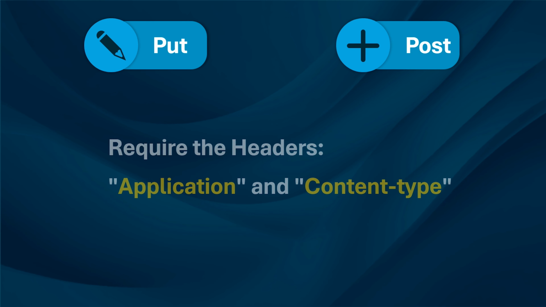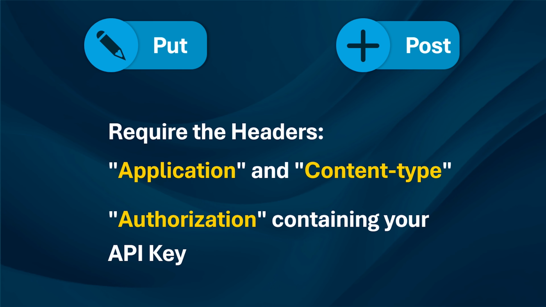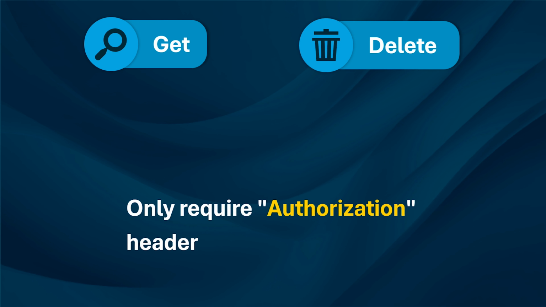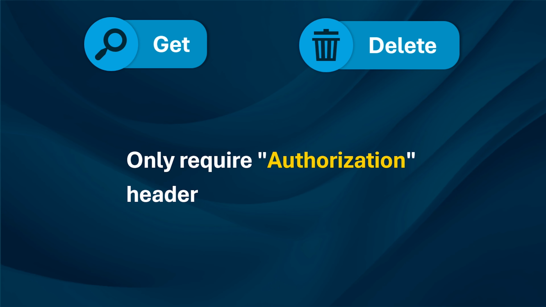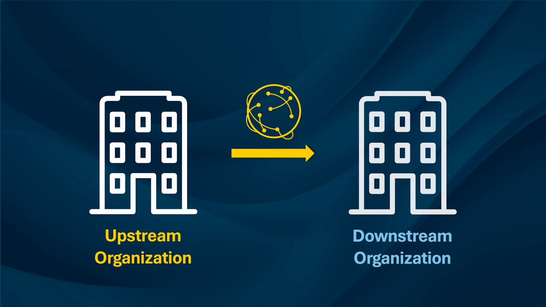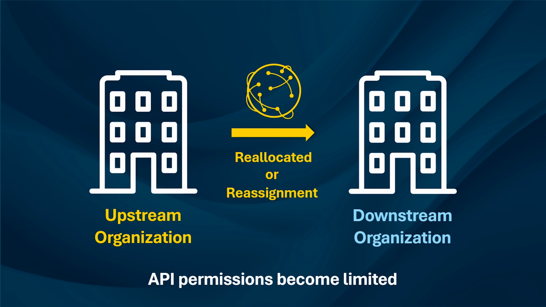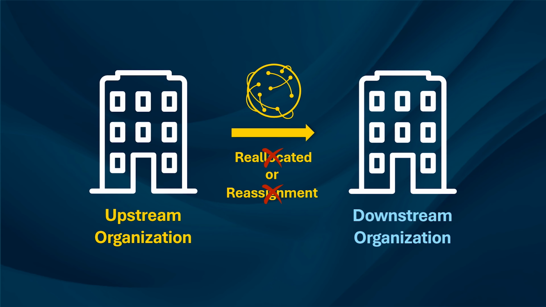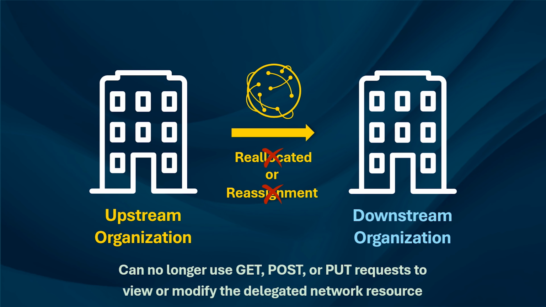PUT and POST calls require the application and content type headers, along with the authorization header containing your API key. GET and DELETE calls only require the authorization header. When an upstream organization delegates a network to a downstream organization through reallocation or reassignment, its API permissions become limited. The upstream organization retains the ability to delete the reallocation or reassignment, but it can no longer use GET, POST, or PUT requests to view or modify the delegated network resource.